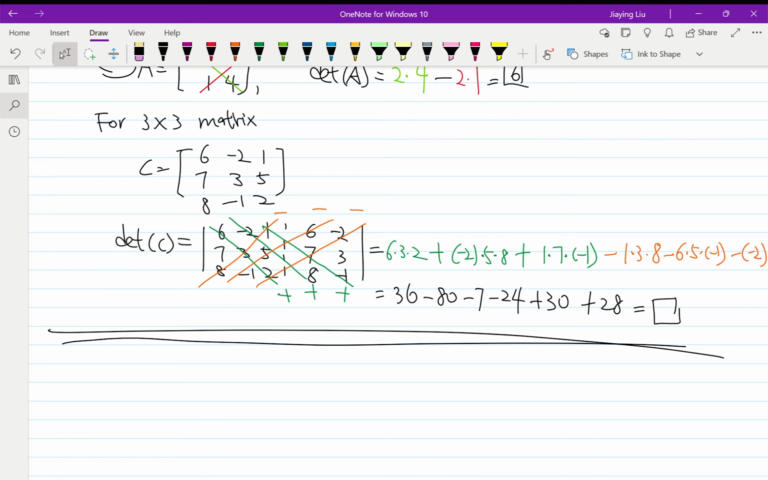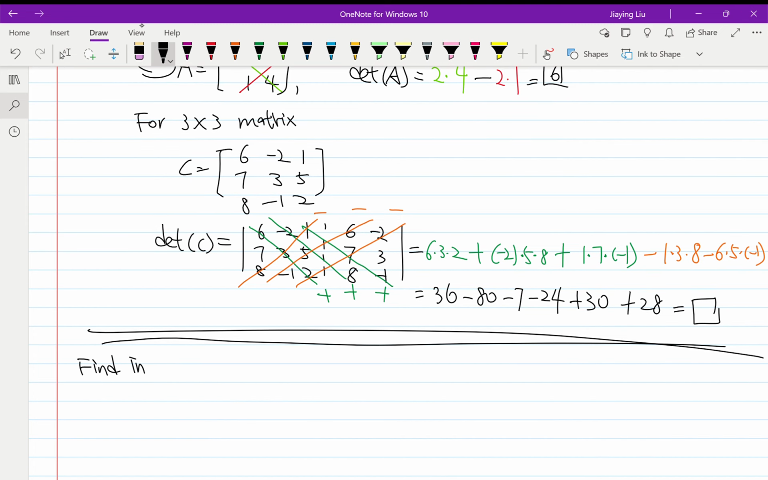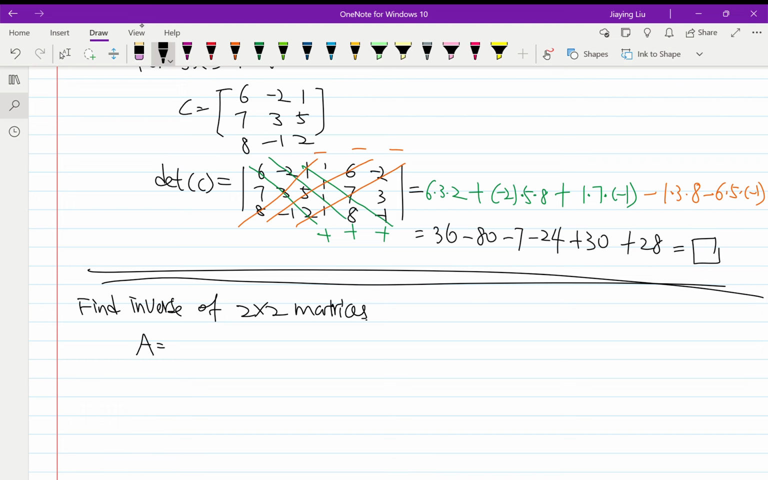All right, the next thing I wanted to talk about briefly is finding the inverse of 2 by 2 matrices. Suppose we're given A equals [a, b; c, d]. The inverse of A can be found by using this formula: 1 over the determinant of A times this new matrix. The new matrix has a specific form: we take A and D and flip them, so D goes here and A goes here. And then we have to take B and make it negative, and C and make it negative.